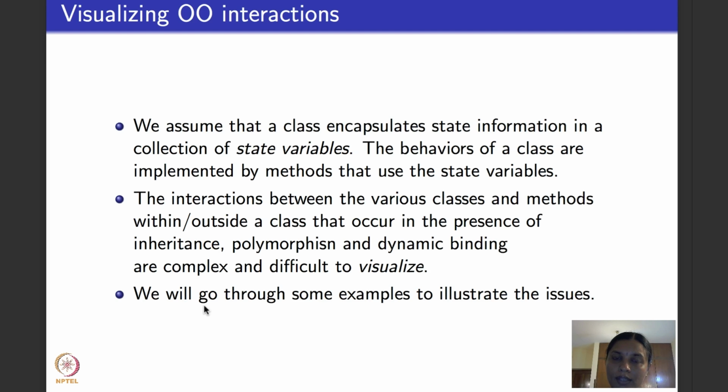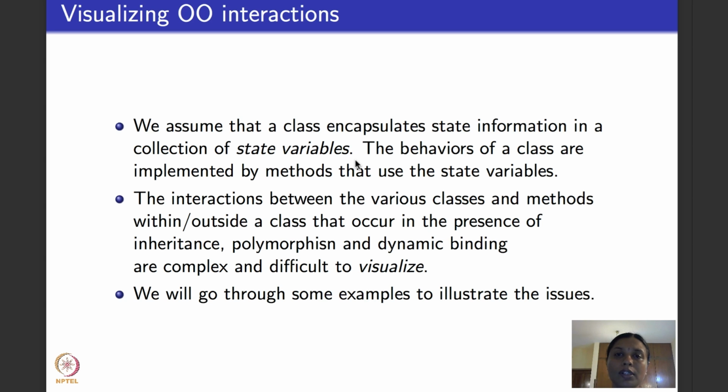So to do that, we assume that a class encapsulates all the state information that I need. This is a traditional way, nothing related to object-oriented software. In any piece of program, what is the state of a program? State of a program defines the values of all its variables along with the location counter where the program resides. So in object-oriented programming, we assume that the class as an entity encapsulates all the state information as a collection of state variables as it's done in other programming languages.